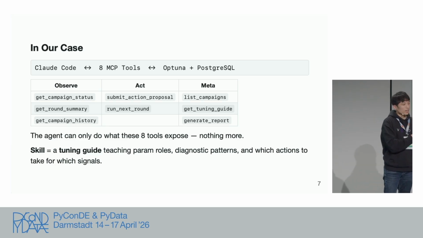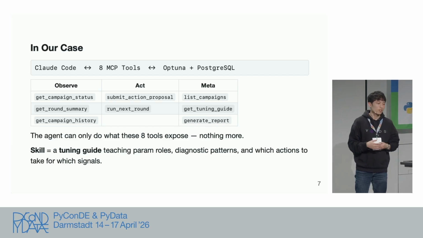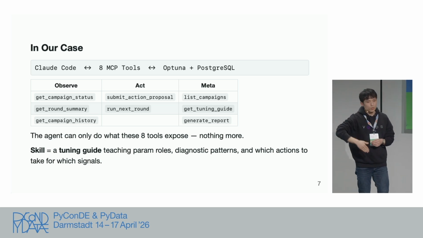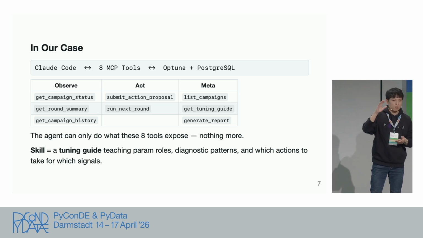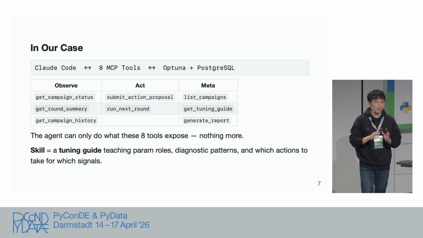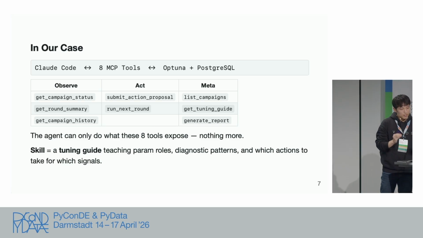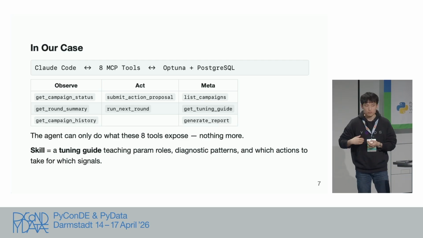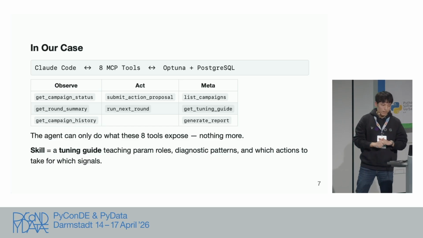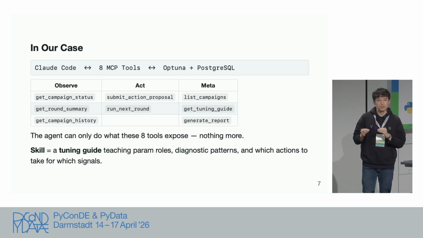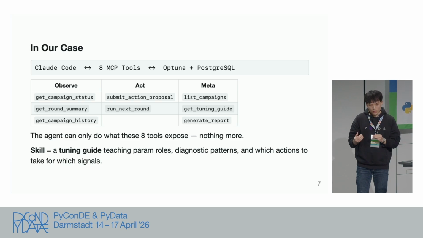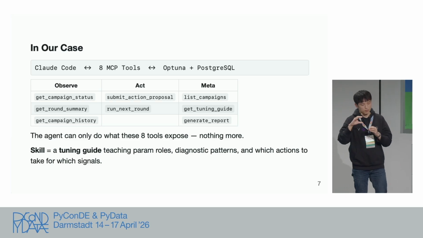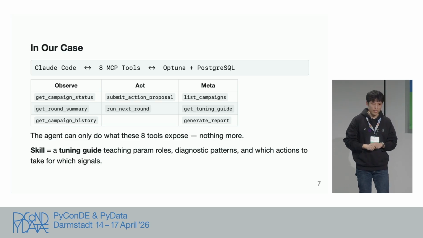In our case, they are get campaign status, get round summary, get campaign history. Here, campaign means, let's run one campaign, and it's going to run like 200 or 2,000 iterations. Each round we will define, and I will get into more details. In the end, the agent is going to act on what action to propose, and then just run the next one. At the same time, skill is about the tuning guide. Not only are you owning it as a team or as a company, you can document it: if this is what is happening around this parameter, then we need to do action A, action B.